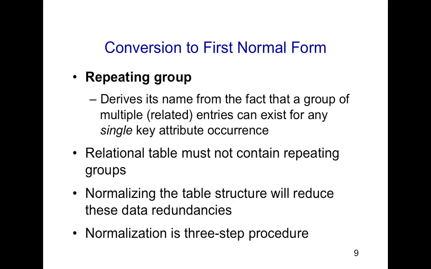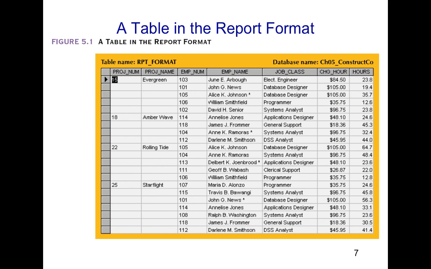Let's see. We're going to convert now to first normal form so we can see what first normal form looks like. There are some repeating groups. The repeating groups we have are here, where we have project number 15, project number 18, and this is a group. We have repeating groups because we have 4 groups. This is what they're calling repeating groups.